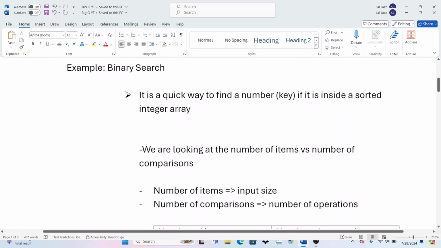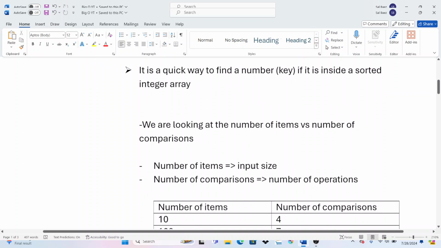So we're looking at the number of items versus the number of comparisons. The number of items is the input size, and the number of comparisons is the number of operations. By input size, we're talking about how much data you have. In this example, binary search, with the numbers given in an example, how many comparisons, how many operations can I do?